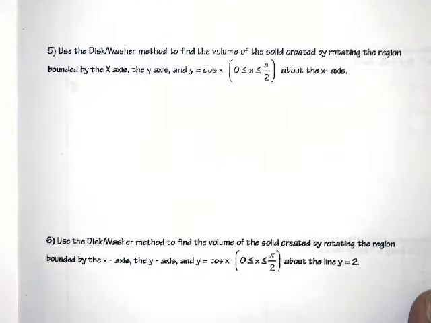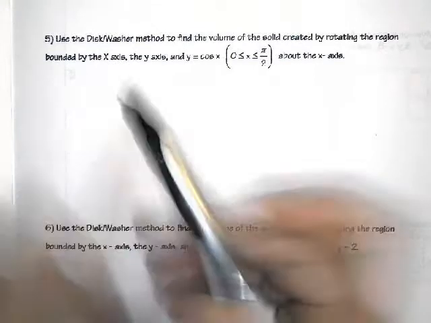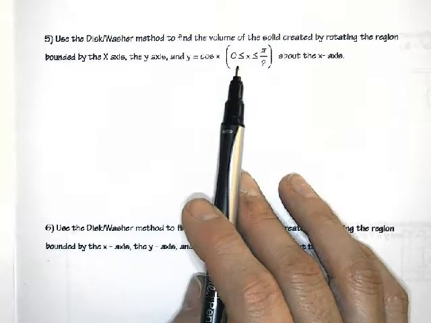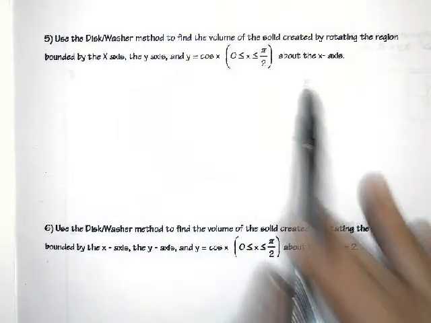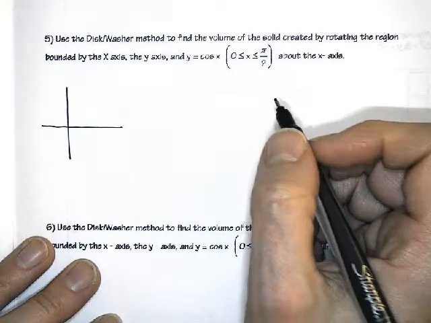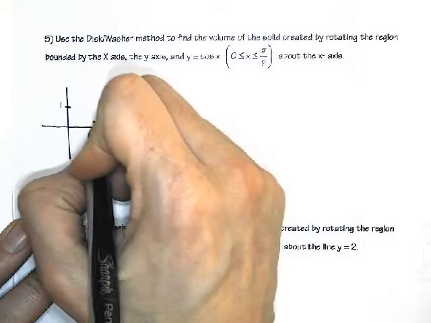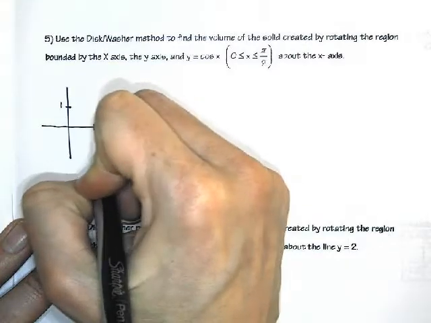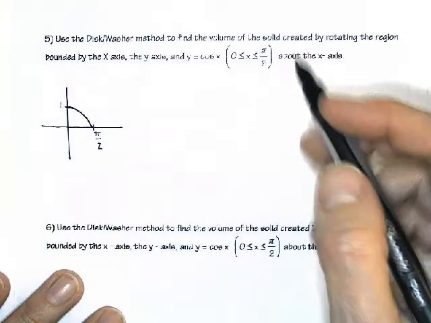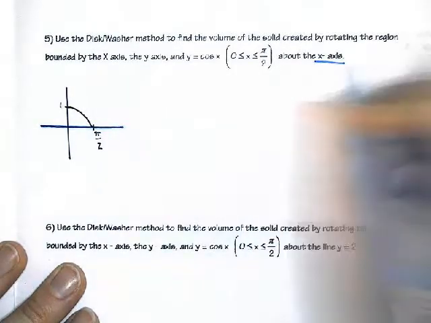All right, so number 5 says use the disk or washer method to find the volume of the solid created by rotating the region bounded by the x-axis, the y-axis, and y equals cosine x for x between 0 and pi over 2, and we're going about the x-axis. So again, always get our graph first. So cosine x, well cosine of 0 I know is 1, and then we're only going to pi over 2. Cosine of pi over 2 is just 0, so really we just have something like this. And we're going about the x-axis. So there's my x-axis.